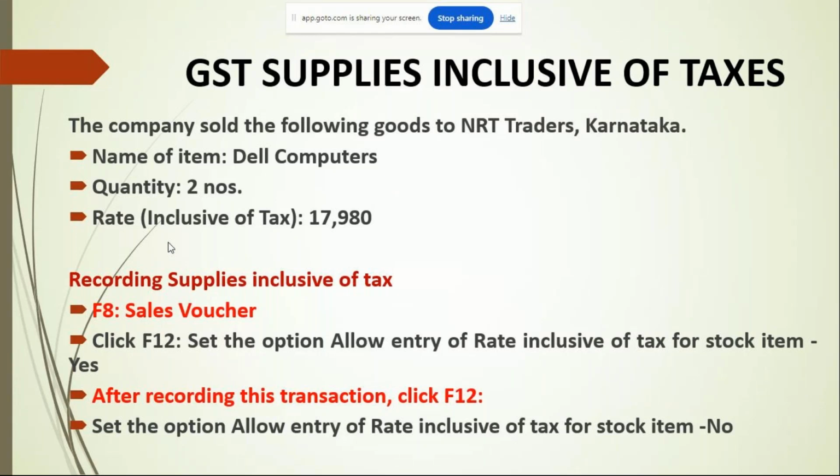So here, what is this concept basically? When we put up the total rate, inclusive of tax, inclusive of GST, how do I get the breakup of the value exclusive of tax and the value inclusive of tax? I'll repeat again. Here I've given a sales entry that we have sold Dell computers to NRT Traders, Karnataka. And how many Dell computers have we sold? We have sold two.